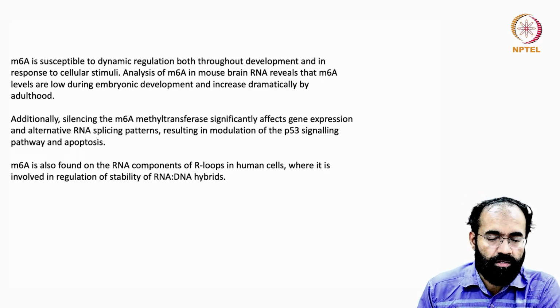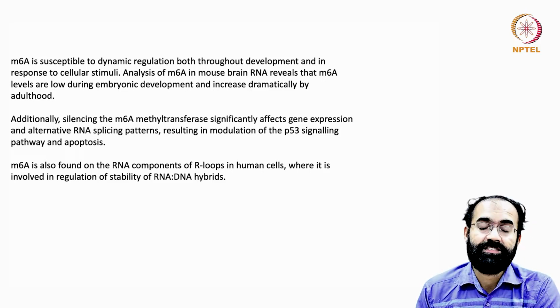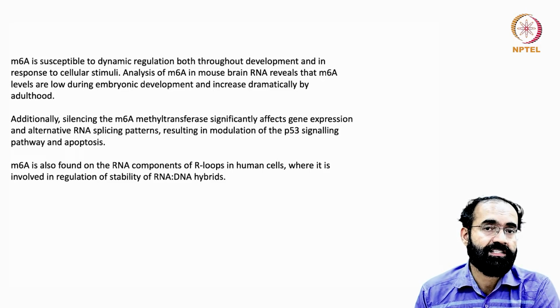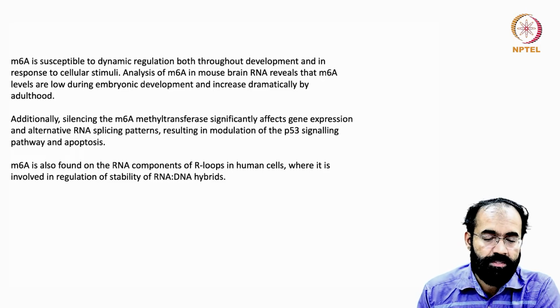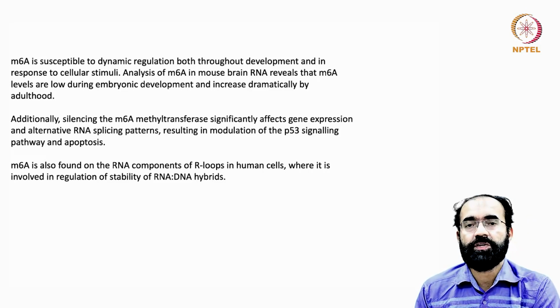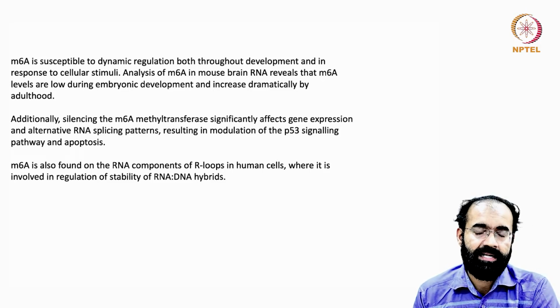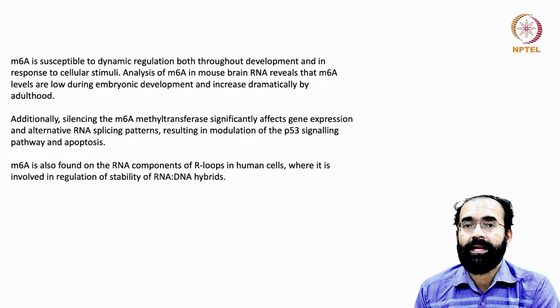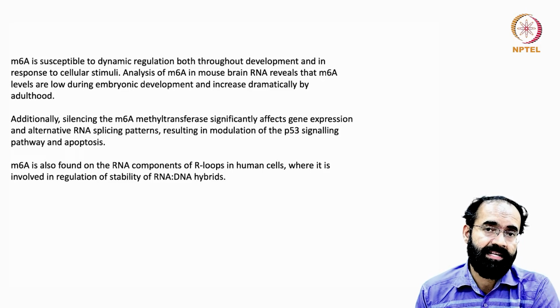So M6A is also found on the RNA components of R loops in human cells. You may remember the R loops, which led to the discovery of introns: the portions which do not pair will loop out, and they are called R loops, where it is involved in the regulation of stability of RNA-DNA hybrids. In many situations there are RNA-DNA hybrids even during the transcription of a gene itself. RNA-DNA hybrids are a necessity, and many times they are stable and only RNase H can degrade the RNA component of the RNA-DNA hybrid.